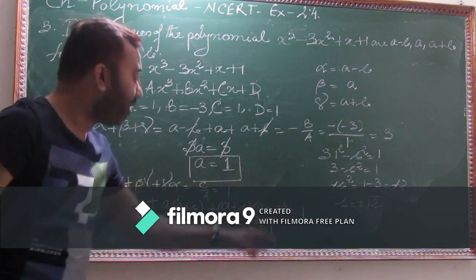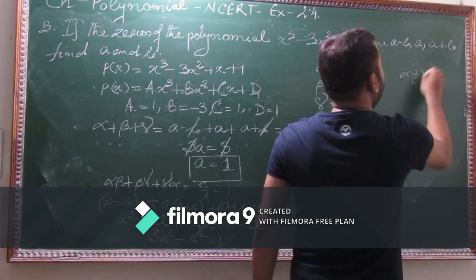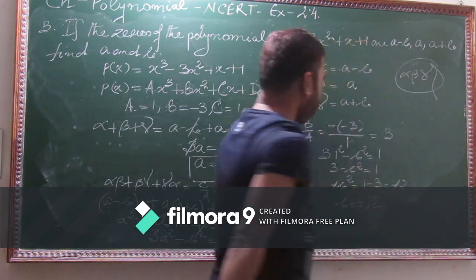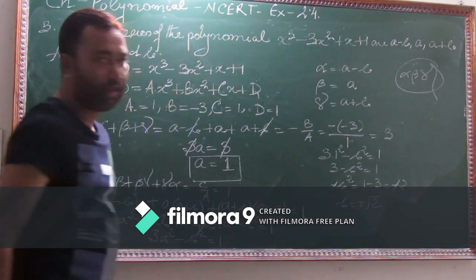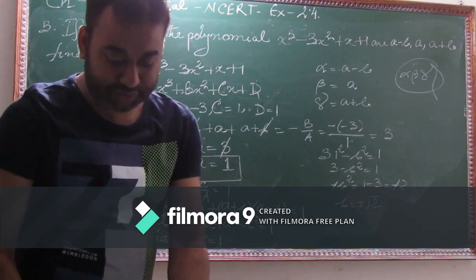Because there is no need to go for alpha, beta and gamma. I have reached my answer. Anybody has any problem? I think no problem. Now I am going to start the fourth question.